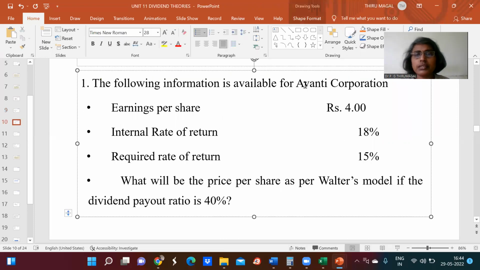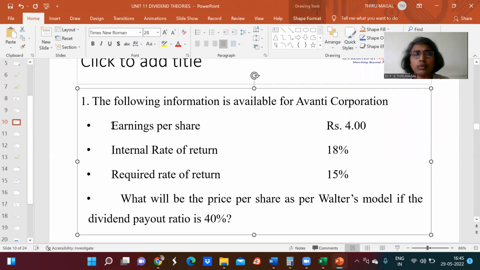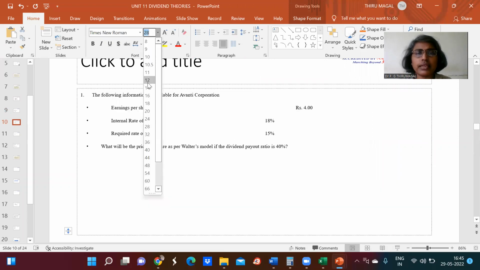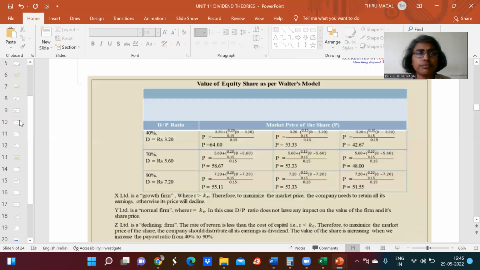The following information is available for Avanti Corporation: EPS 4, internal rate of return 18, and required rate of return 15. What will be the price of the share as per Walter's model if the payout ratio is 40%? That is the question that has been asked here. Let us calculate this with the same formula we have just seen. So this is the formula.